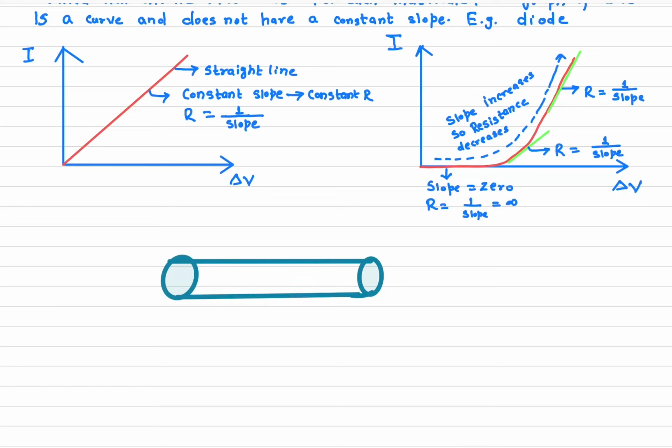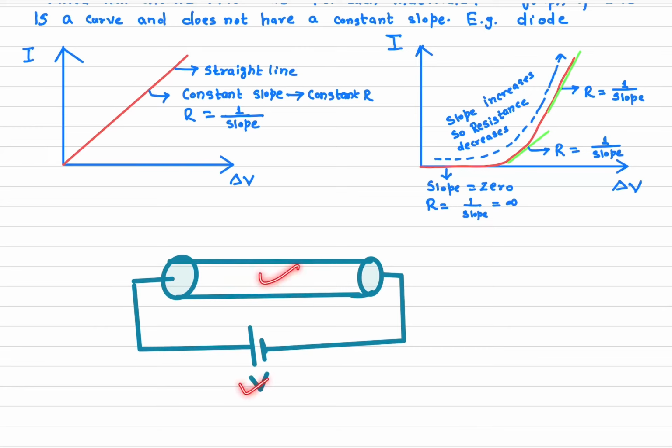Then we apply a potential difference, and this potential difference could be due to a battery, or this conductor is inside an electric field. Let's say we have applied a potential difference here, the V. This V is the potential difference between these two ends. Between this end and this end, we have created a potential difference.